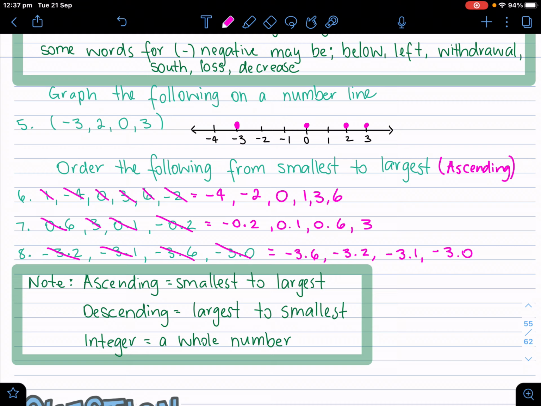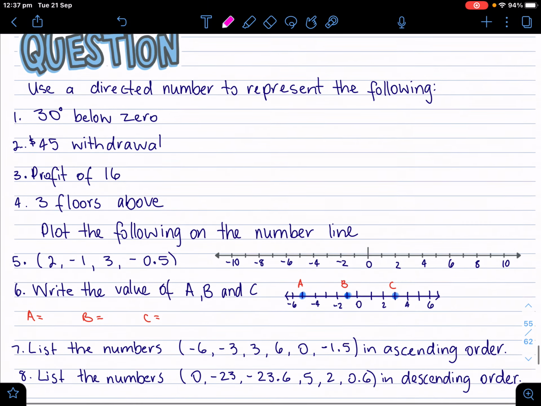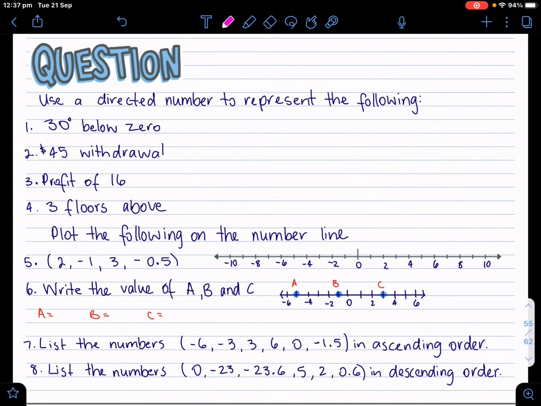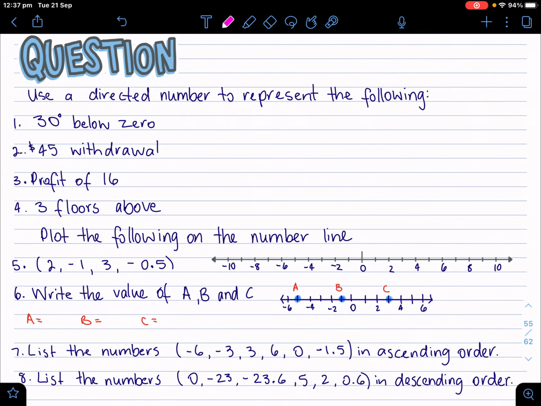Hopefully that makes sense to you and you understand how directed numbers work on a number line as well as arranging them from smallest to largest. Now a few questions here for you to do. Pause the video, go through the questions and unpause them to go through the recommended answers.